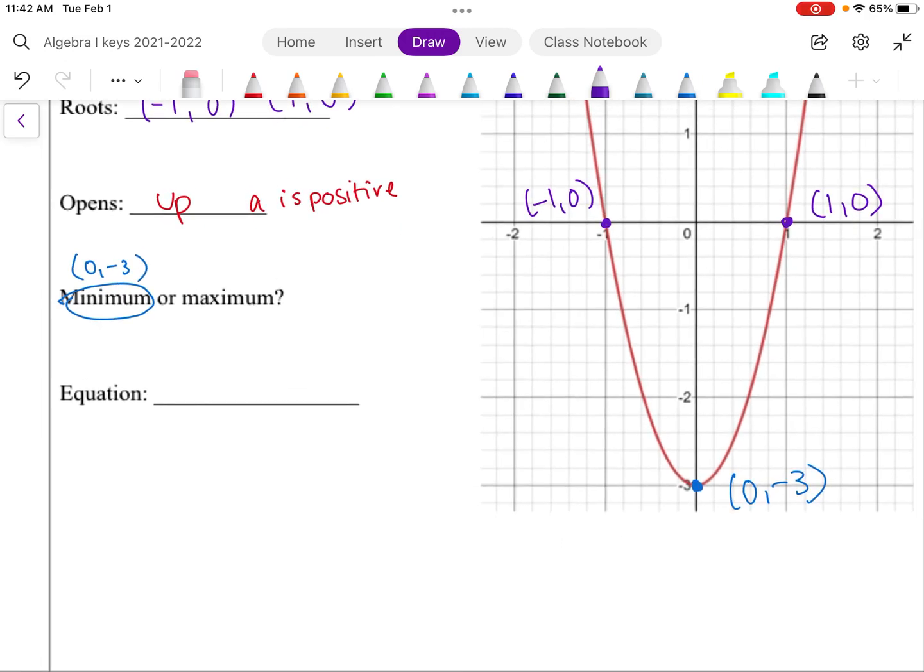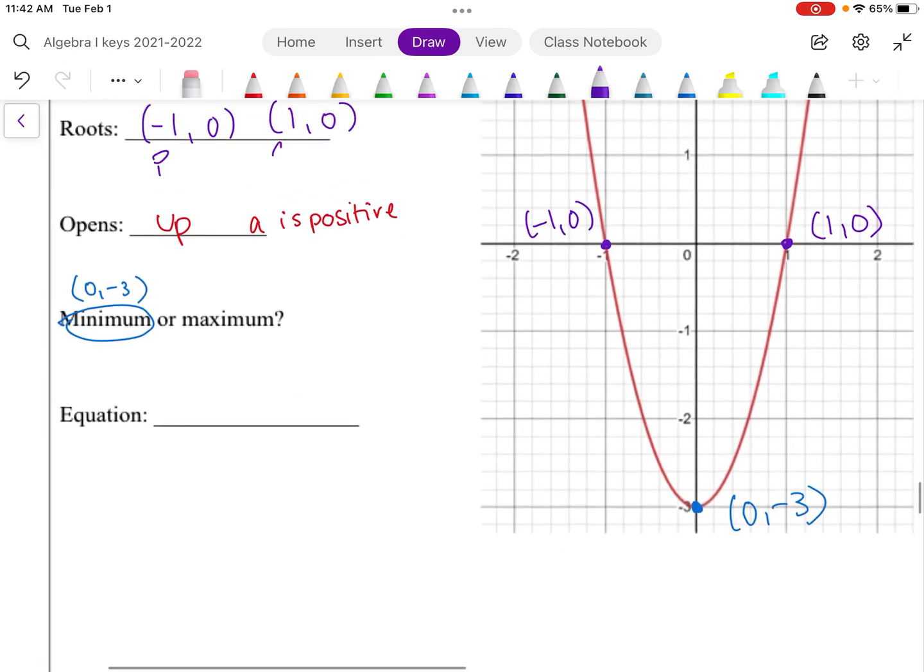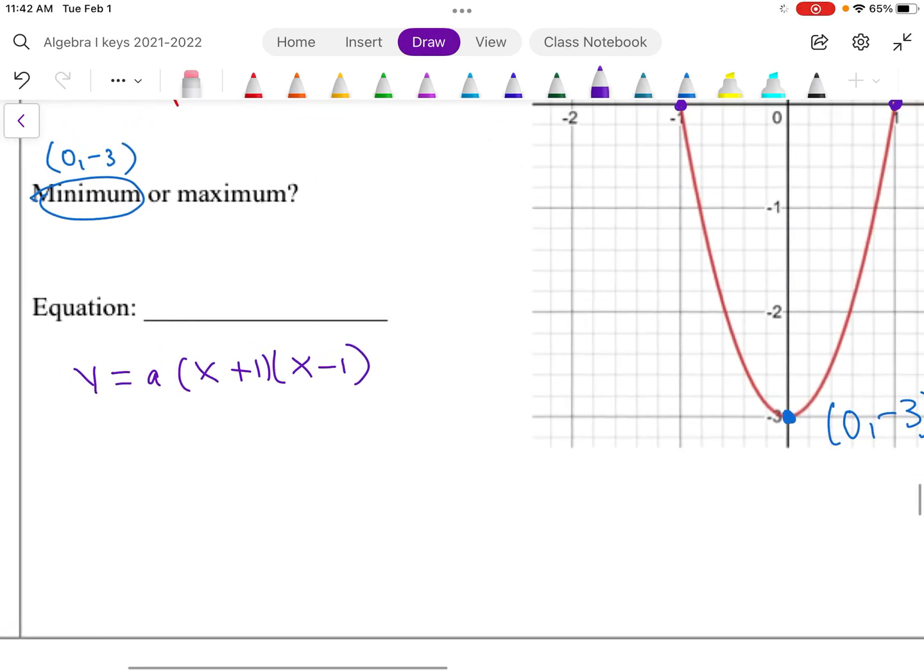So right now, we've got our roots, so we've got our p and our q. So we have that y equals a times (x + 1) times (x - 1). And remember, the signs flip, right? The negative becomes a positive in our factor, the positive becomes a negative in our factored form. But we need to find our a value.